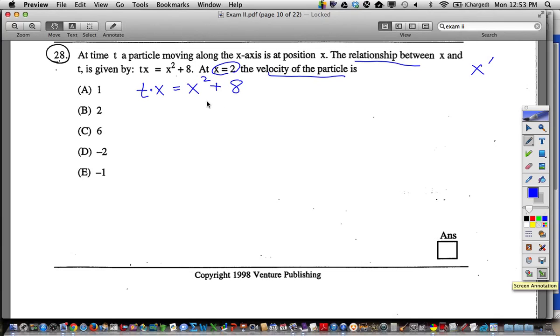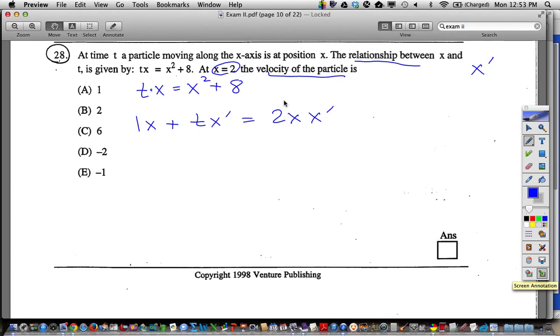Well, I got to do the derivative, right? So how am I going to do the derivative? Implicit differentiation, right? With respect to T. So when I do the product rule here, which is what I have to do, derivative of T is 1 times X left alone plus T left alone times X prime. That's right. Equals derivative of X squared, 2x X prime. That's right. Derivative of 8 is 0.